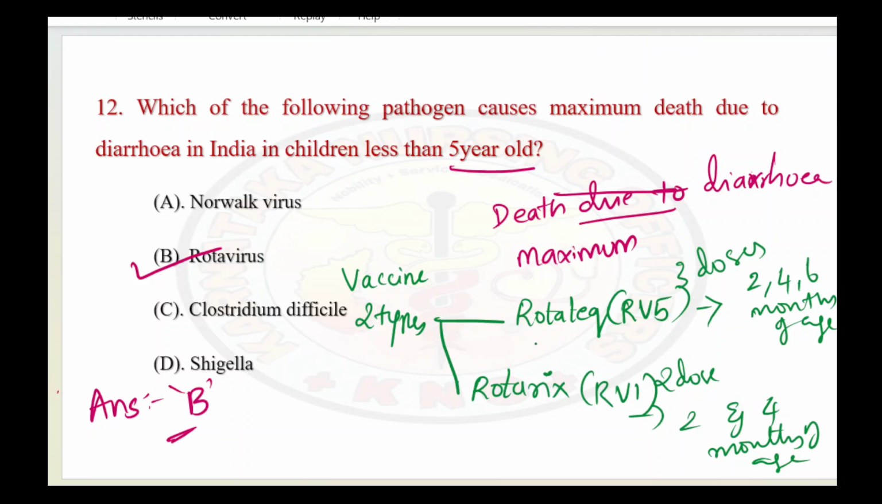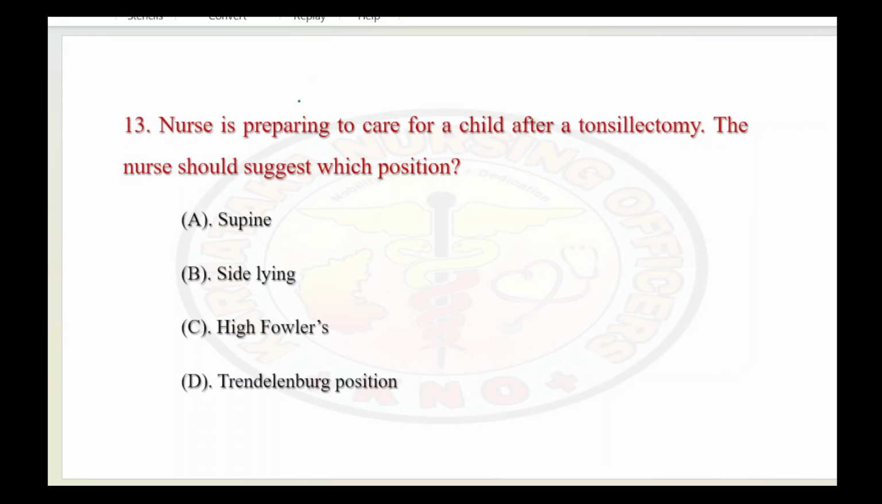So this vaccination is very, very important. They might ask you what happens in Rotateq and what happens in Rotarix, how many doses the vaccines have and which type each is. Okay, RV5 and RV1, they might ask you. So that is about the rotavirus. This is the main pathogen which is causing maximum death due to diarrhea in children. So we'll see the next question.